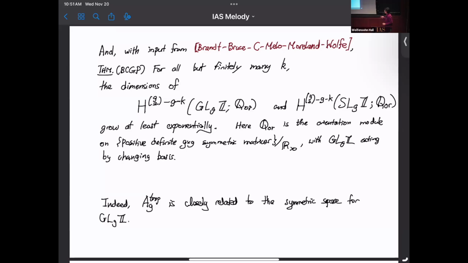Okay, so it is likely that I will not have time to get into how on earth our results are related to the cohomology of GL_g(Z) or SL_g(Z). But I claim that A_g trop is closely related to the symmetric space for GL_g(Z). And in fact, it has a dense open that is exactly a rational classifying space for GL_g(Z). So maybe that's what I'll say about that. And there was important tropical input from a previous paper I have on tropical A_g. This is joint with Brandt, Bruce, Mello, Moreland, and Wolf.